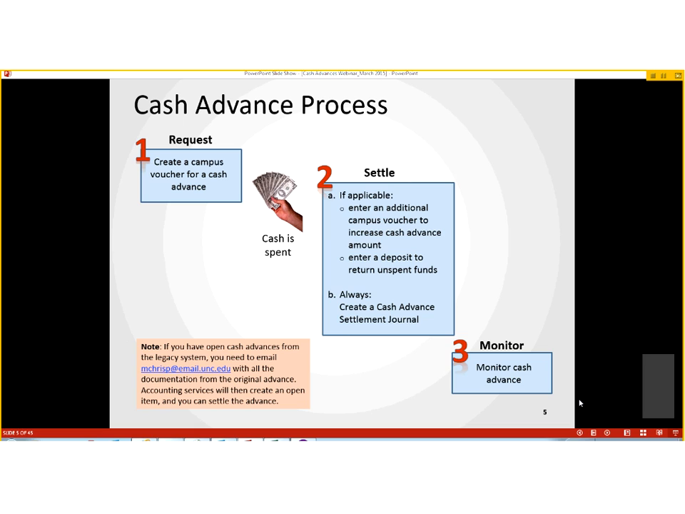What documentation is required to be submitted to OSR for a deposit? We would need the fund plus the chart field string that it applies to and the cash advance that it's related to.